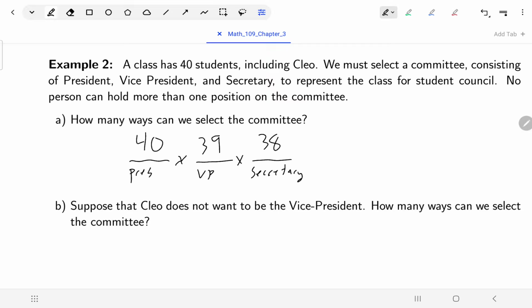So since we're doing these 3 little activities back to back, we're selecting a president, then a vice president, then a secretary. We should have 40 times 39 times 38. We should have 59,280 possible committee selections that we could be making.